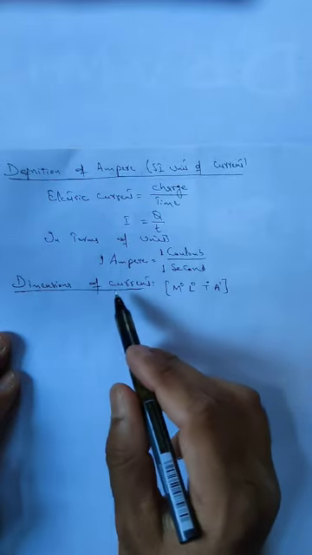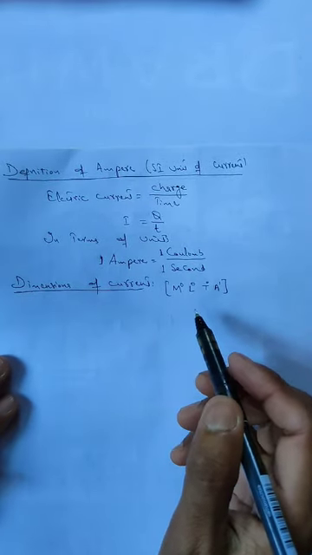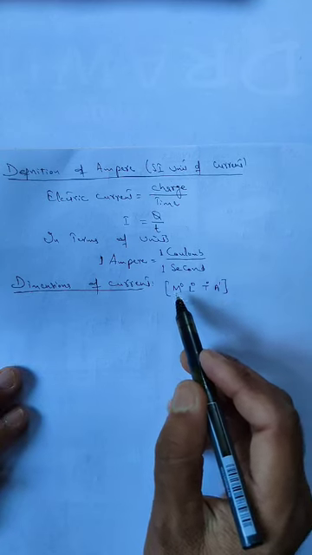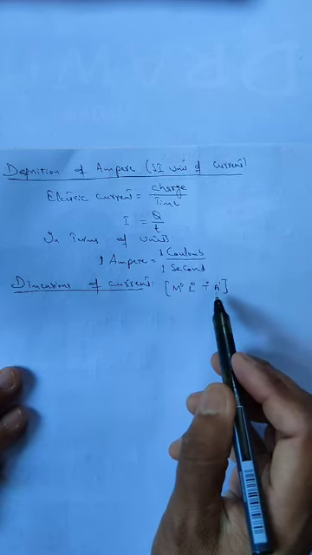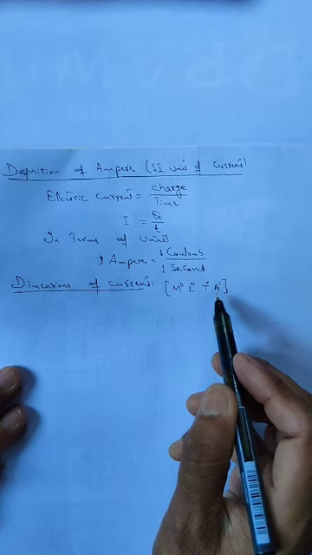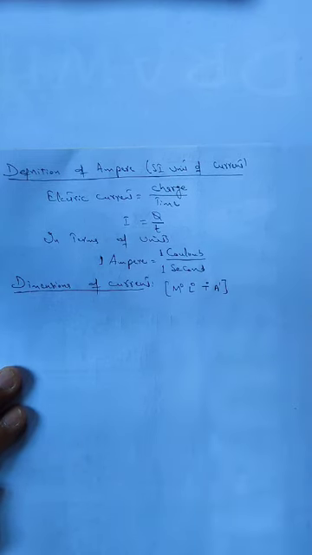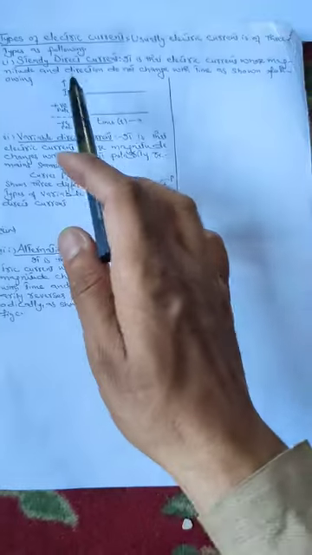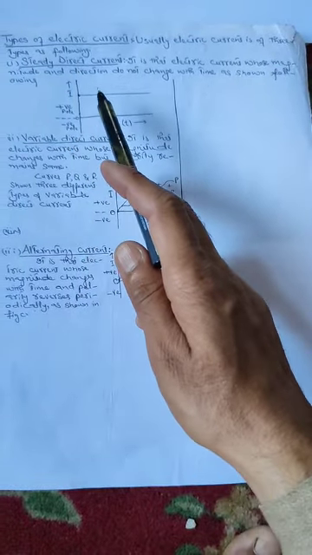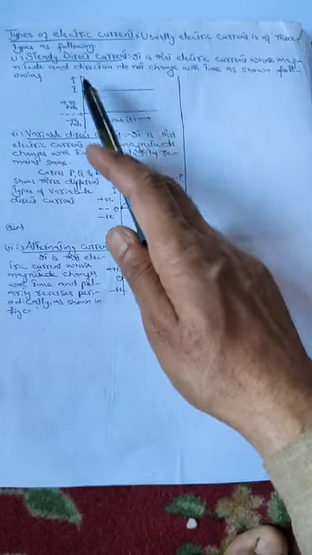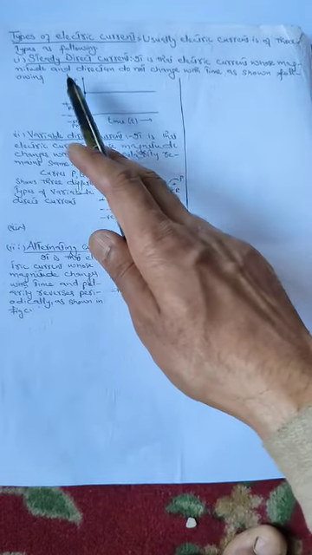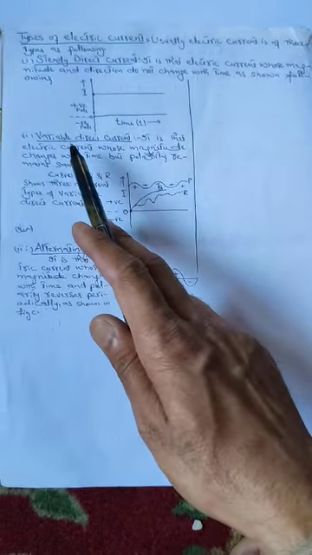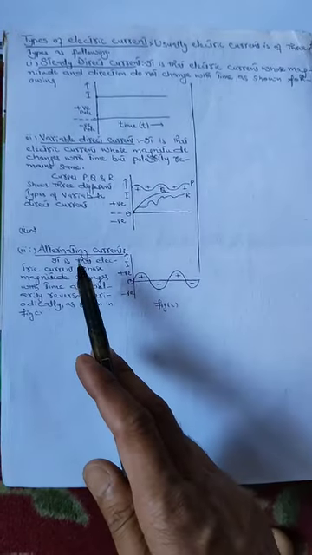This is the dimension of current, which you would have understood in 11th class. The dimensional formula for current is M0 L0 T0 A1, because A is the fundamental quantity in the SI system, right? Now see, here are the types of current. We have mostly three important types: steady direct current, variable direct current, and alternating current.